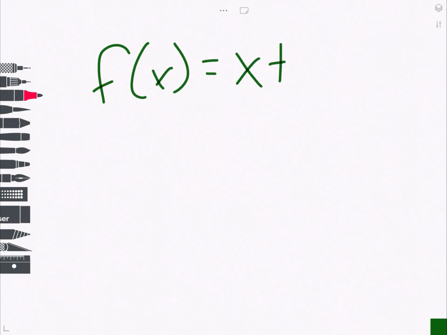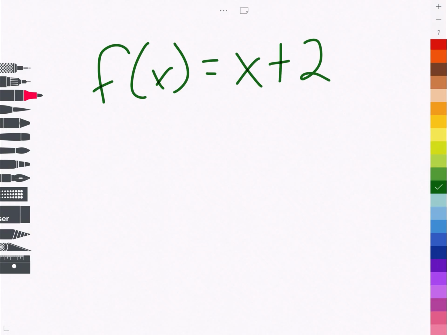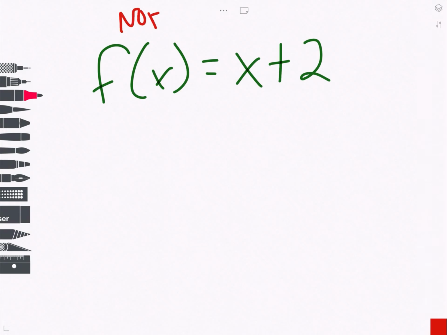Okay, so that is it for roots. Now we're going to move on to function notation, and then we'll go into how that helps us with finding domain. So let's say we had f of x equals x plus 2. So first off, I want to point out that f of x is not multiplication. That's not f times x, that is f of x. So it's just another way to write things. This is essentially saying y equals x plus 2.